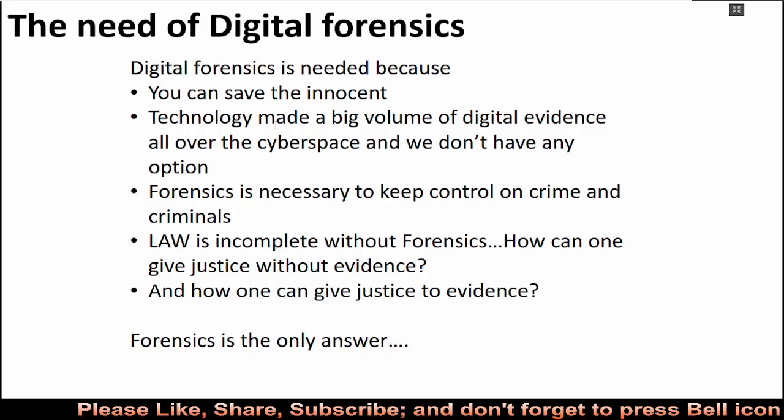Now another thing, why digital forensics is required. Technology is there, we are connected with the internet. Right now we are communicating with each other, and technology has made a big volume of digital evidence.